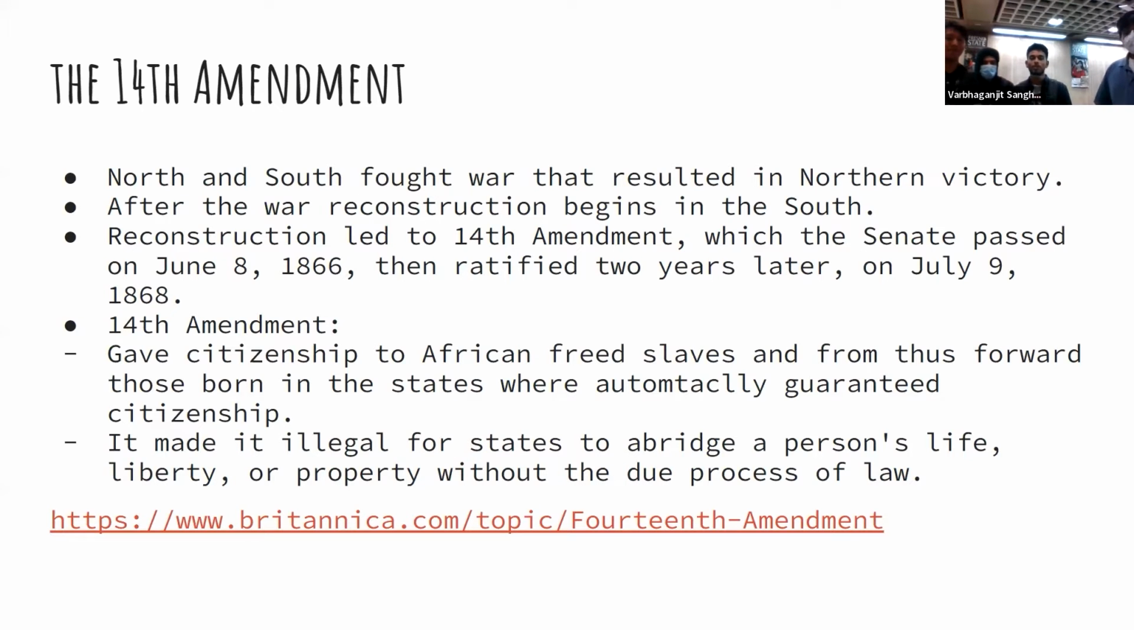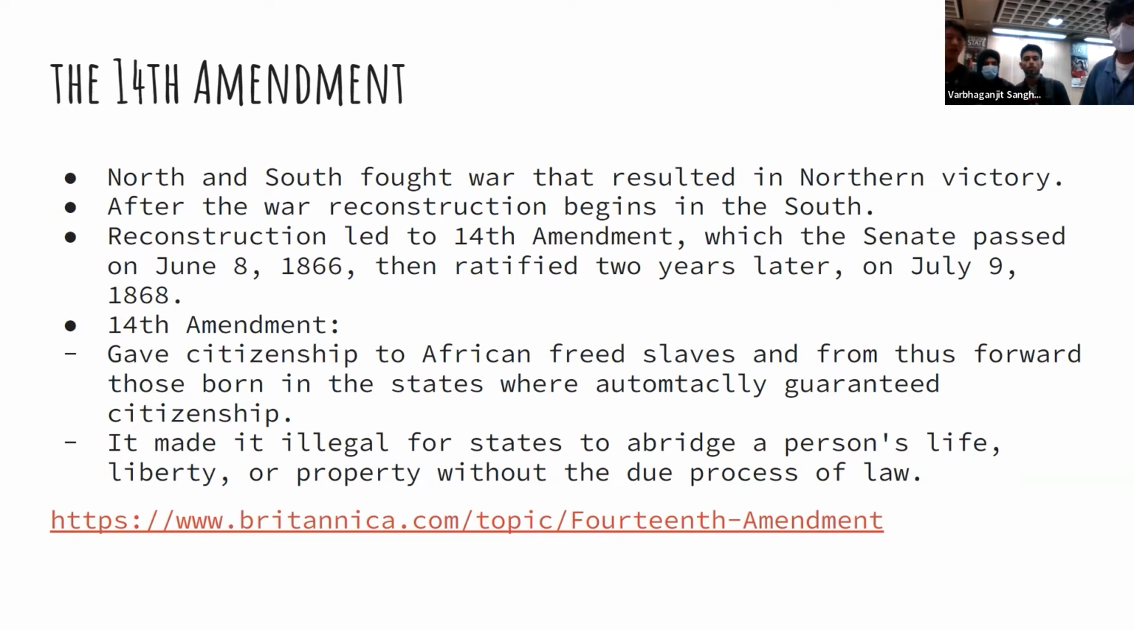First, the 14th Amendment. The North and South fought a war that resulted in Northern victory thanks to their overpopulation in the North, industrial capabilities, and immigrants. The South lost the war because of lack of personnel, lack of raw materials, and industrialization.